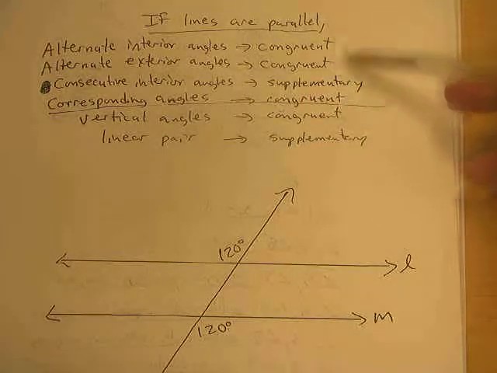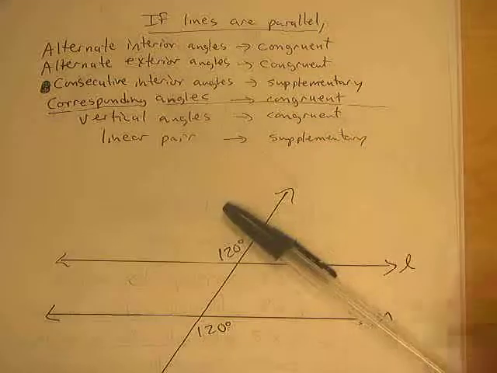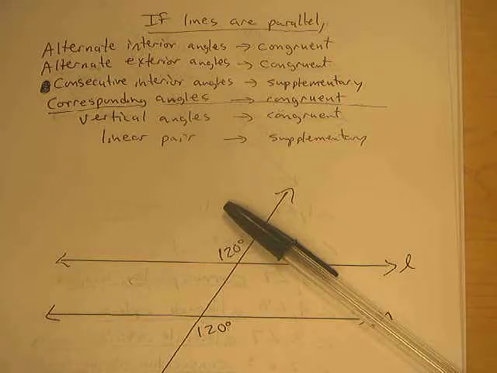Hopefully this helped a little bit. Hopefully you're an expert now at using these 6 types of angles. Remember, alternate interior, alternate exterior, corresponding, and vertical angles are all congruent. Consecutive interior and linear pair are supplementary.